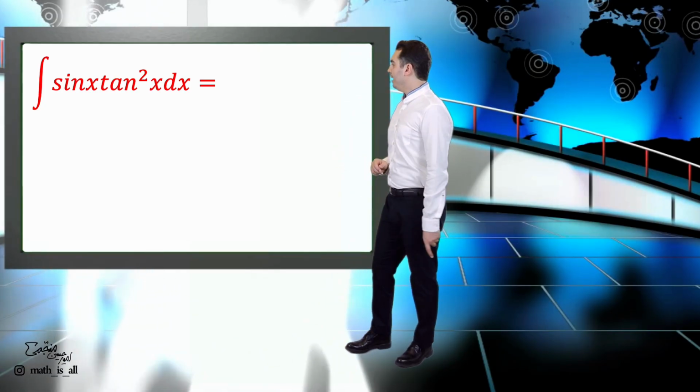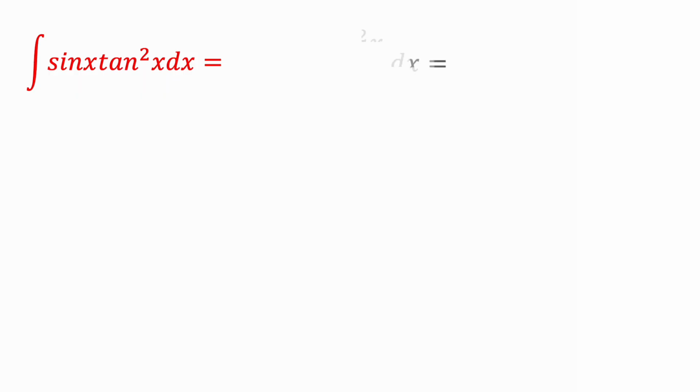We're looking at the integral of sine x times tangent squared x. So I rewrote the tangent part. We know tangent is sine over cosine. And since it was squared, I wrote it out as sine squared over cosine squared. This gave us the integral of sin x times sin squared x all over cosine squared x.